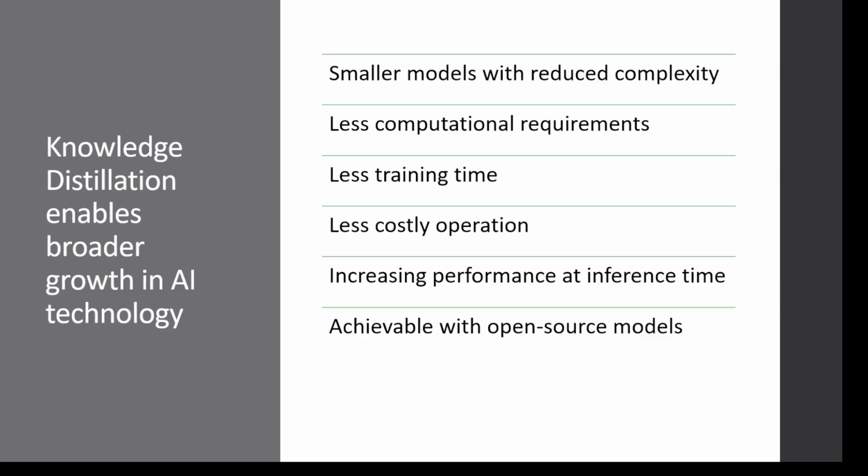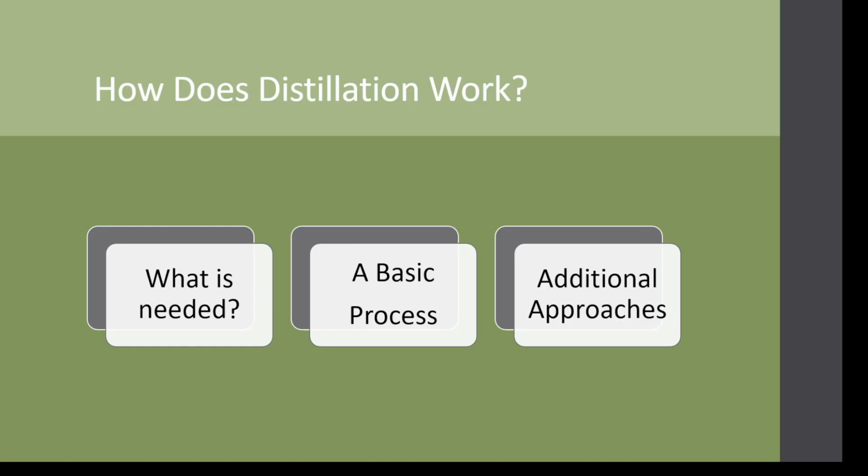And this is achievable with open source models enabling access to a broader set of the AI community and enabling equitable access. So distillation enables use of natural language processing models and applications where computational resources are limited, like mobile phones, smart devices, other edge computing devices, and increasing access. So now we'll take a look at how distillation works, what's needed for distillation, an overview of a basic example of a distillation process, and some additional information.